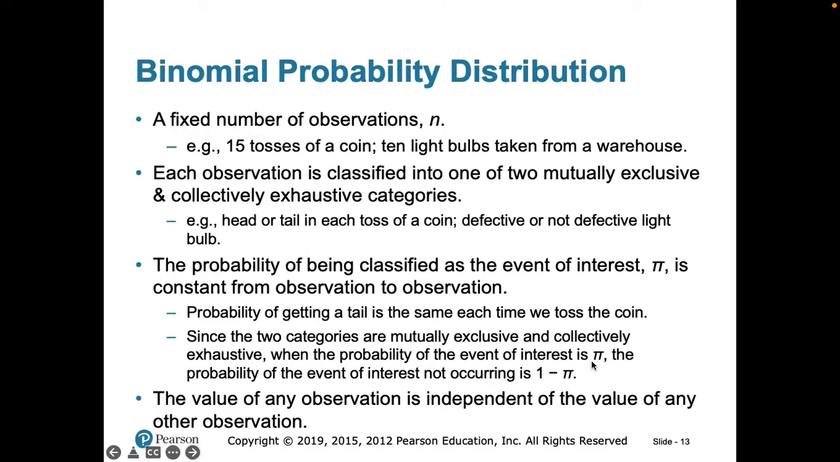The probability of being classified as the event of interest, which in this case is P, with the Greek letter P, is constant from observation to observation. So again, what we're keeping here is that the probability is constant, right? So the probability of getting a tail is the same each time we toss a coin. You toss the coin and you get heads. You toss it again. The probability that you're going to get tails will be exactly the same as the first time. It's not going to change. So since the two categories are mutually exclusive and collectively exhaustive, the probability of the event of interest not occurring is 1 minus P. So if P is 0.5, the probability of not occurring is going to be 1 minus 0.5, which is exactly the case of getting heads or tails.